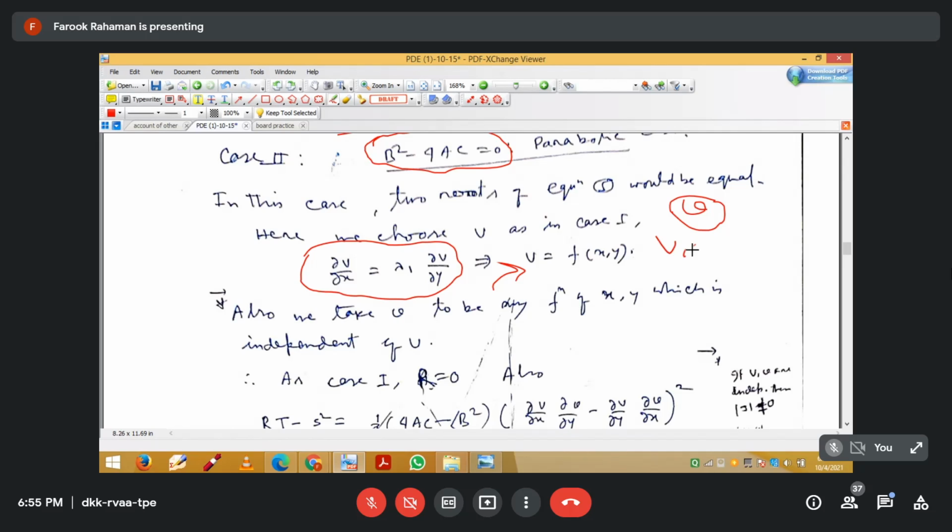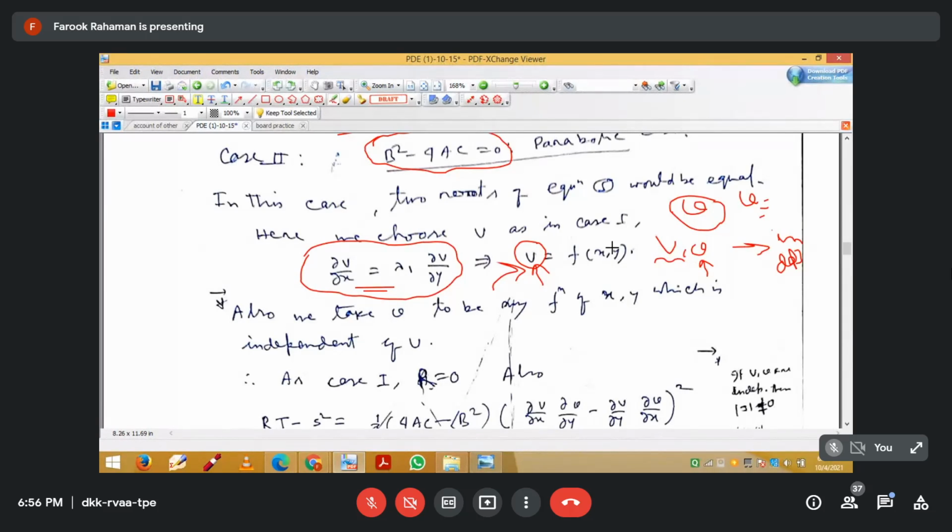u and v are independent. This is the only criterion. You can choose any v, any function of x and y, but the only restriction is that v should be independent of u. Now u is a known quantity; from this differential equation we can easily solve for u. So just choose v arbitrarily in such a way that u and v are independent.